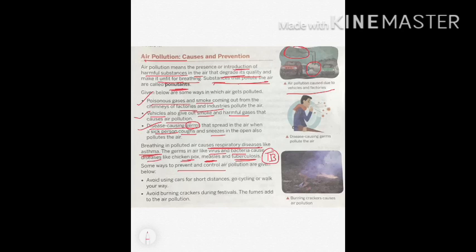Here are a few steps we can take to control air pollution. We can avoid using cars or any vehicles for short distances. We can go cycling or walking instead. People have stopped cycling and walking, and for small distances they are using cars and vehicles. Stop using vehicles so much for short distances.